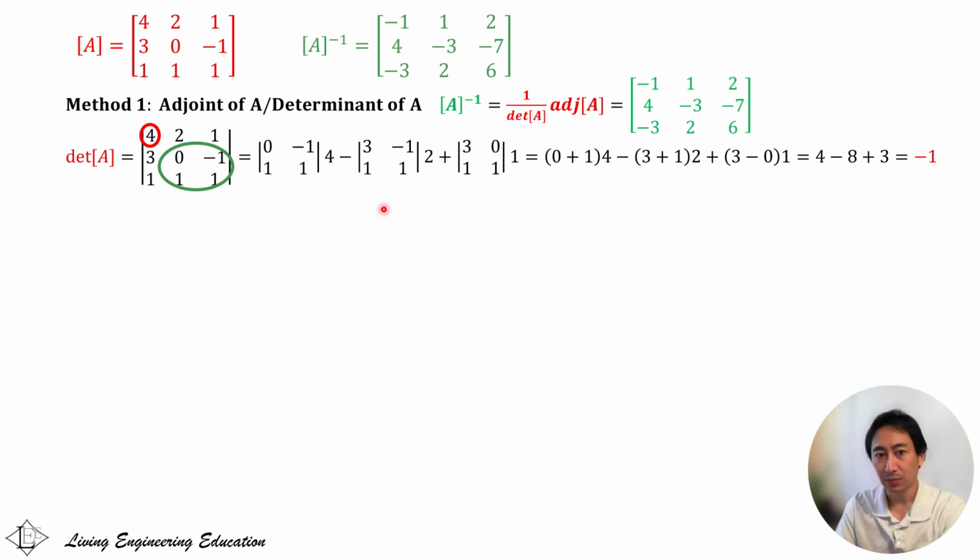Once I have this form of the equation, I take the 2 by 2 determinants. Remember, the 2 by 2 determinant is cross multiplying. So for this case, 3 times 1 minus 0 times 1. For this case, 3 times 1 minus negative 1 times 1, and so forth. Then you solve this, and we get our determinant as negative 1. We're going to use this determinant method over and over when we solve the adjunct.